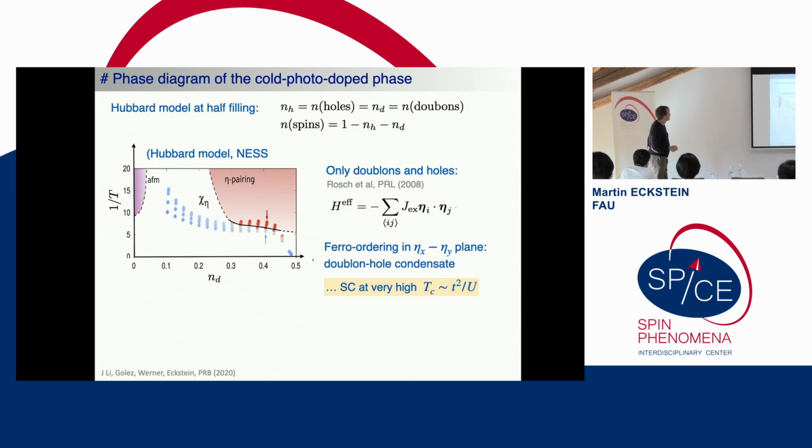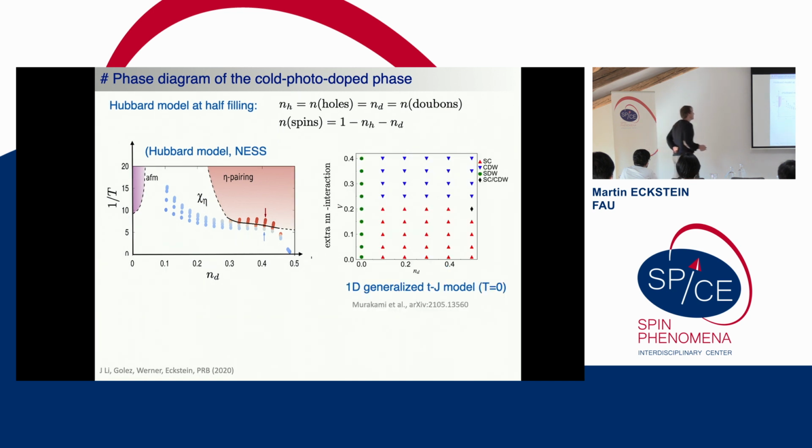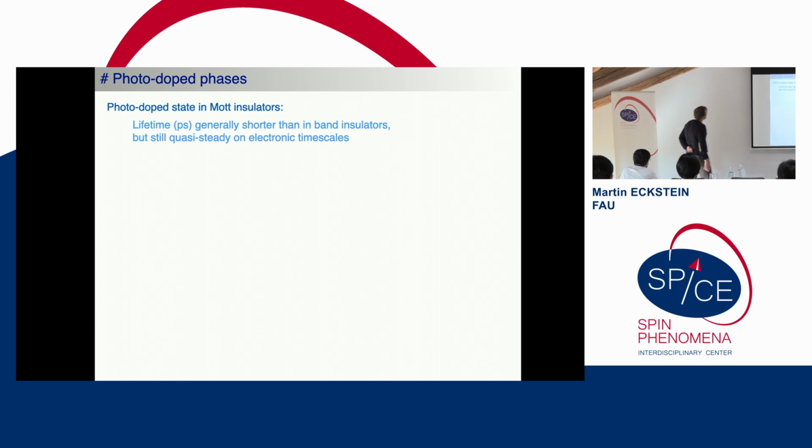It has been done by Achim Brosch. And in a 1D model, sorry for being a bit short here, this has been studied using this t-J model in Yuta Murakami's work, where you also find a quite extended region of stability of this phase under photodoping. So this is what I wanted to say about these photodoped states.